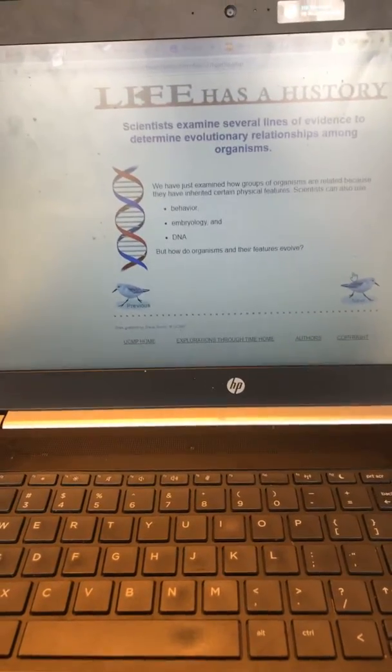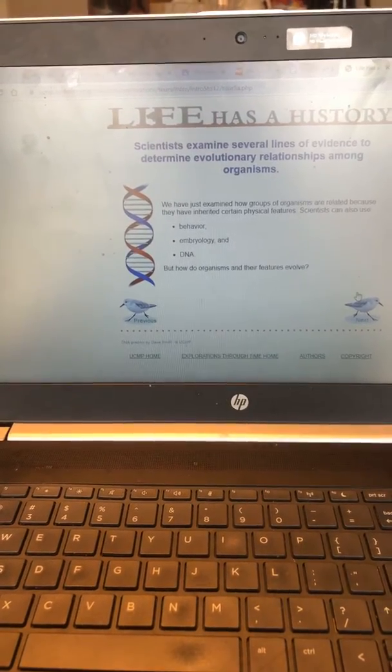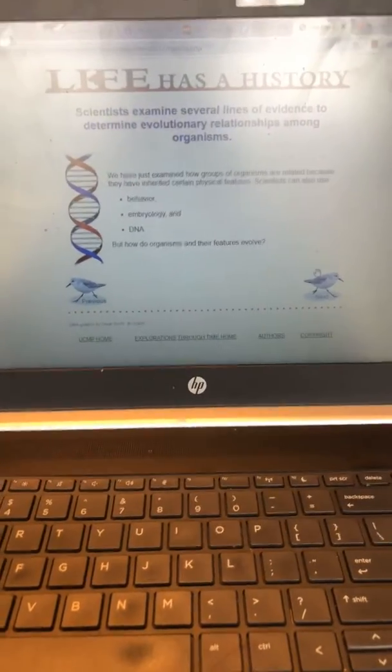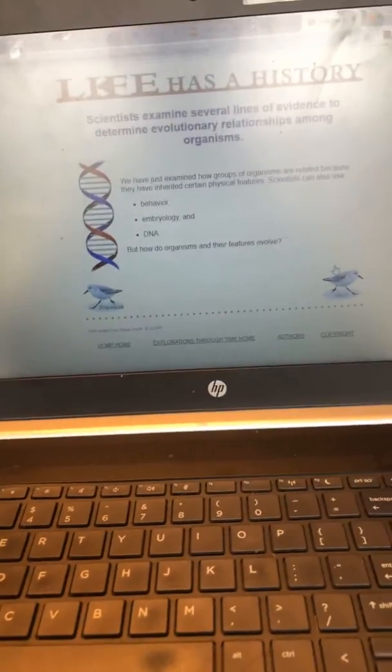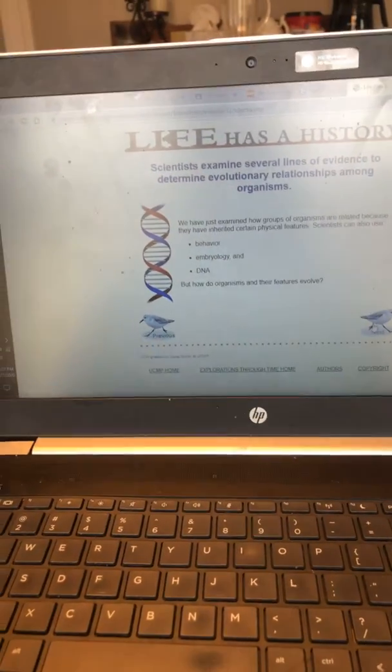All right, scientists examine several lines of evidence to determine evolutionary relationships among organisms. We have just examined how groups of organisms are related because they inherited certain physical features. Scientists can also use behavior, embryology, and DNA. But how do organisms and their features evolve?